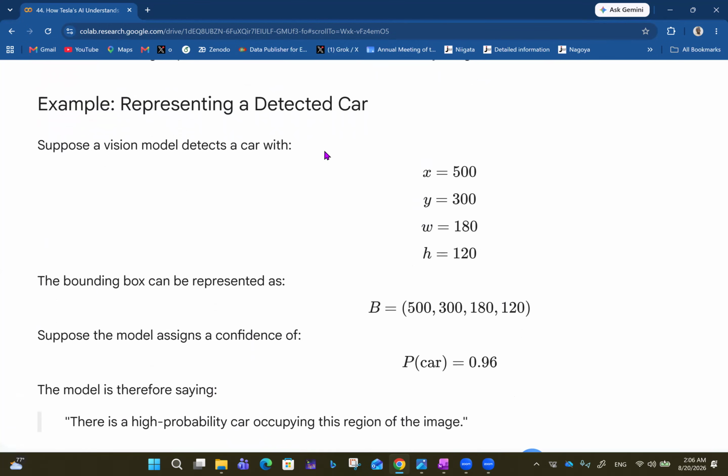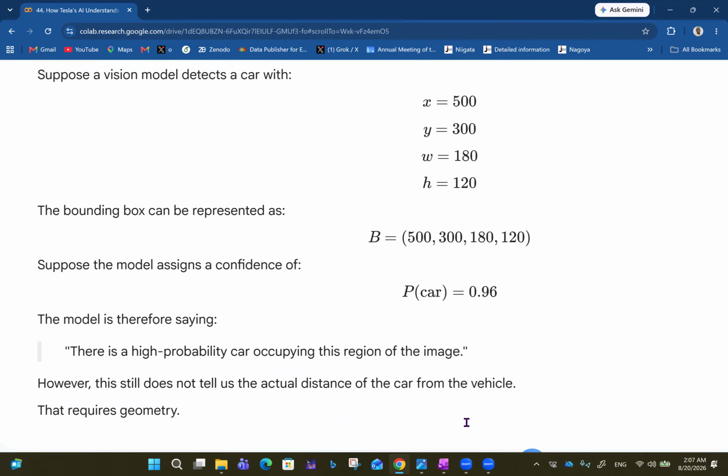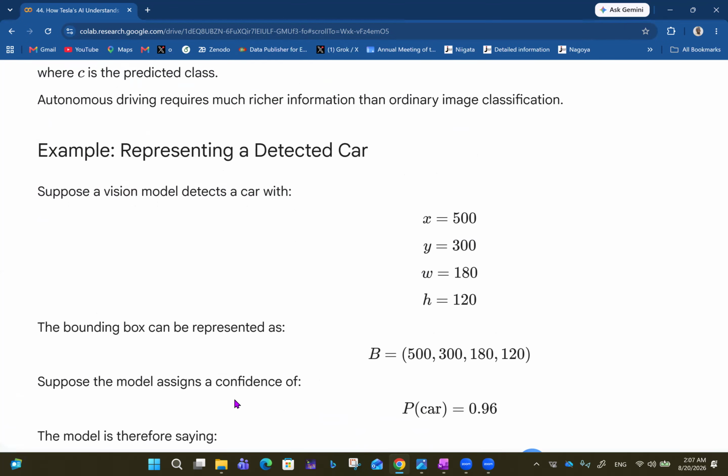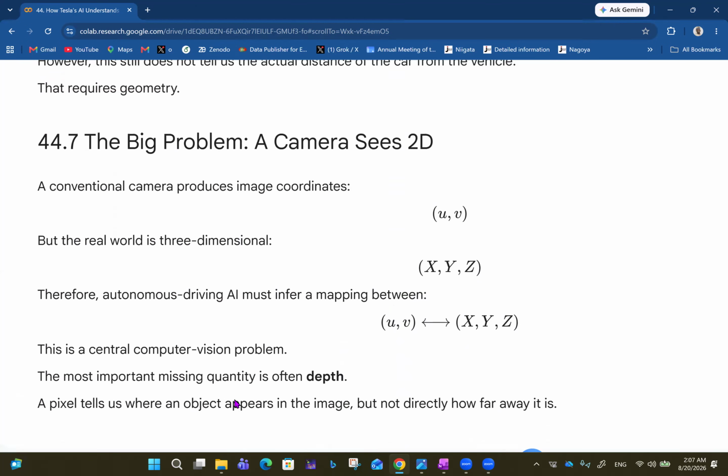Suppose the visual model detects a car with X is 500, Y is 300, the width is 180, the height is 120. So the bounding box can be represented as B = (500, 300, 180, 120), like that. Suppose the model assigns a confidence, the probability that it is a car, of 0.96. The model is therefore saying there's a high probability a car is occupying this region of the image. However, this still does not tell us the actual distance of the car from the vehicle. That requires geometry now. So you detect the image, but then you also need to know how far away it is. So we have a big problem here.